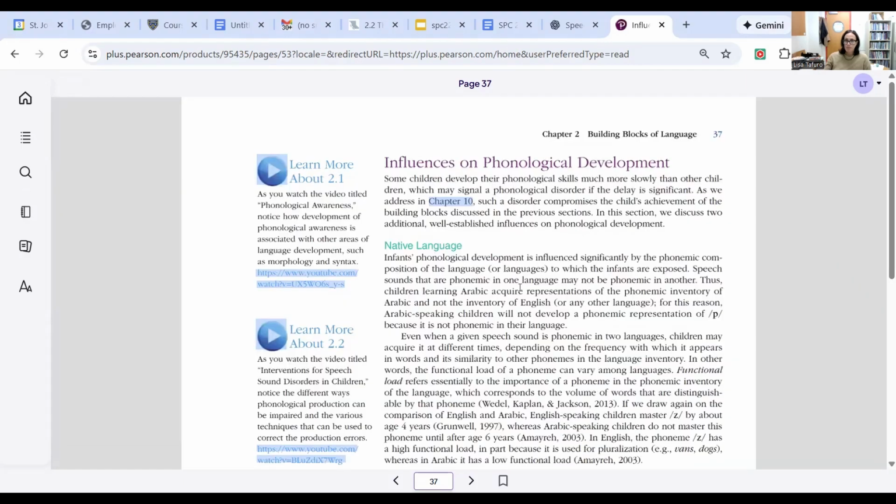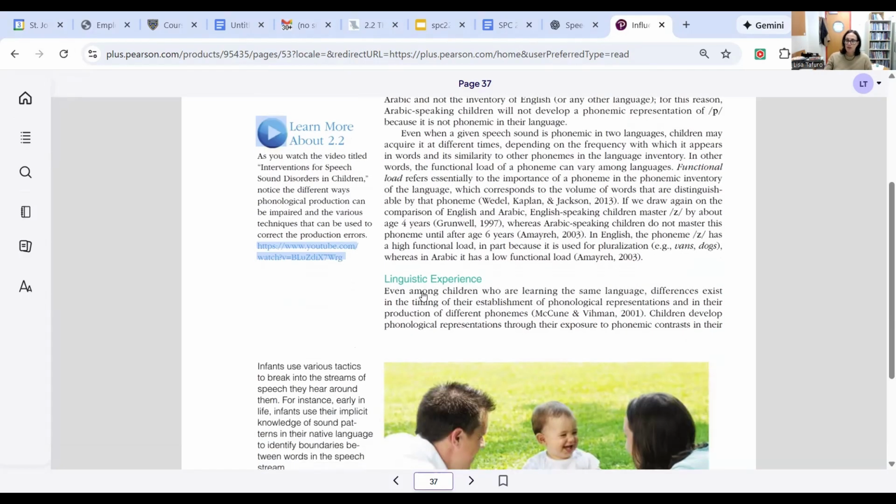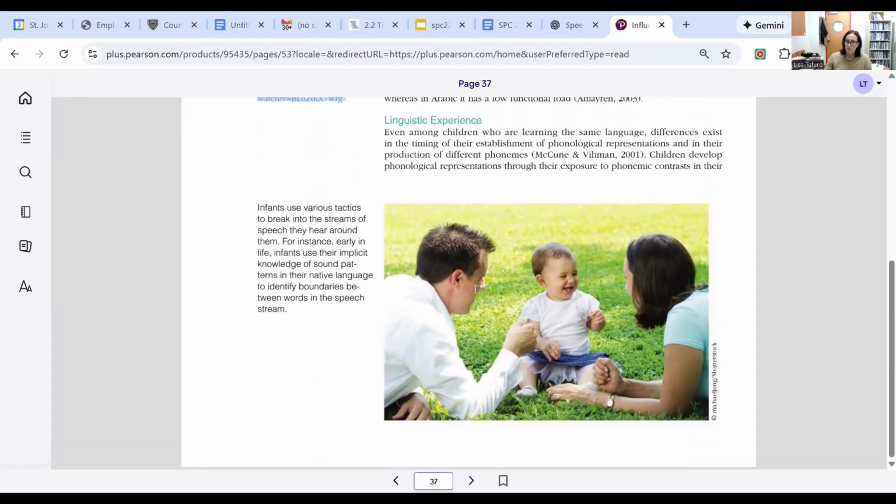Okay. So there are certain influences on phonological development. I want you to spend more time on the previous sections, but here, obviously, the language that you're exposed to is going to influence your sound development or your phonology, the sounds of your language. The linguistic experience that you have, so how often you're hearing language, how often you're exposed to it, is going to obviously impact your phonological development.